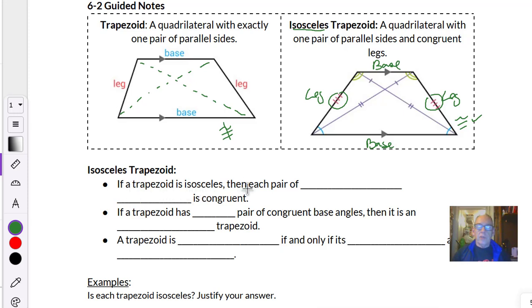Okay, so if a trapezoid is isosceles, then each pair of base angles, they might be looking for base angles, are congruent. So I reworded that a little bit. If a trapezoid has a pair of congruent base angles, then it is an isosceles trapezoid.